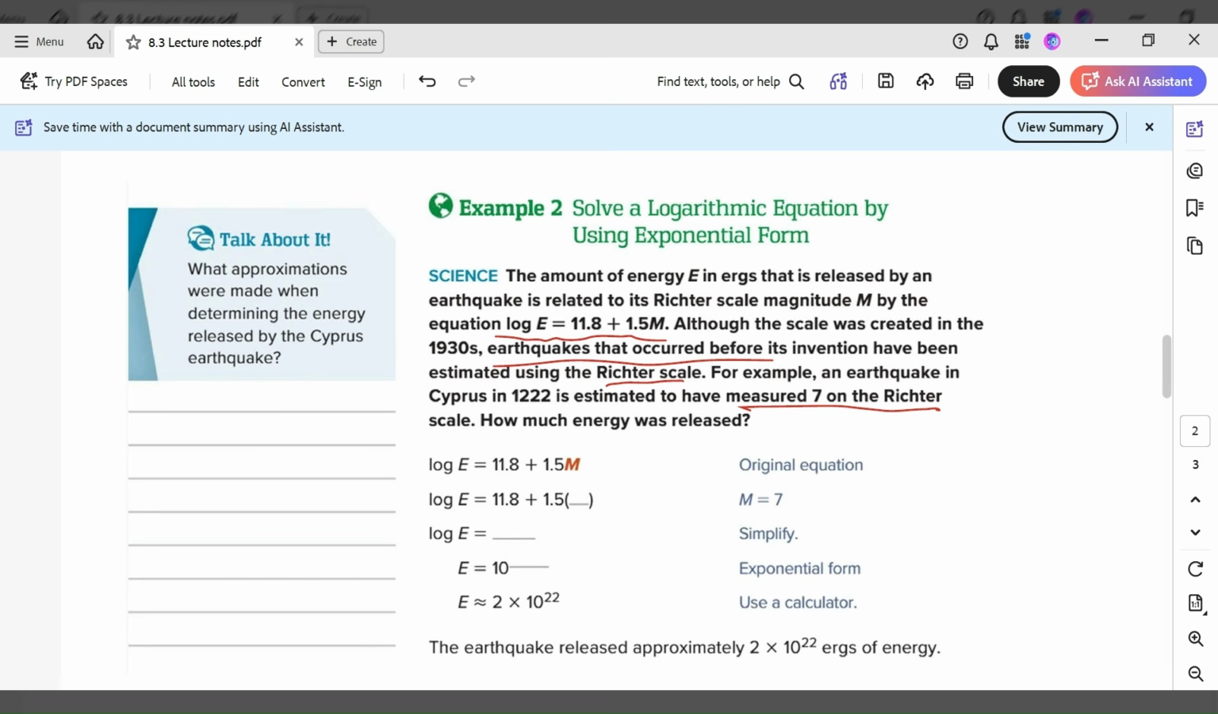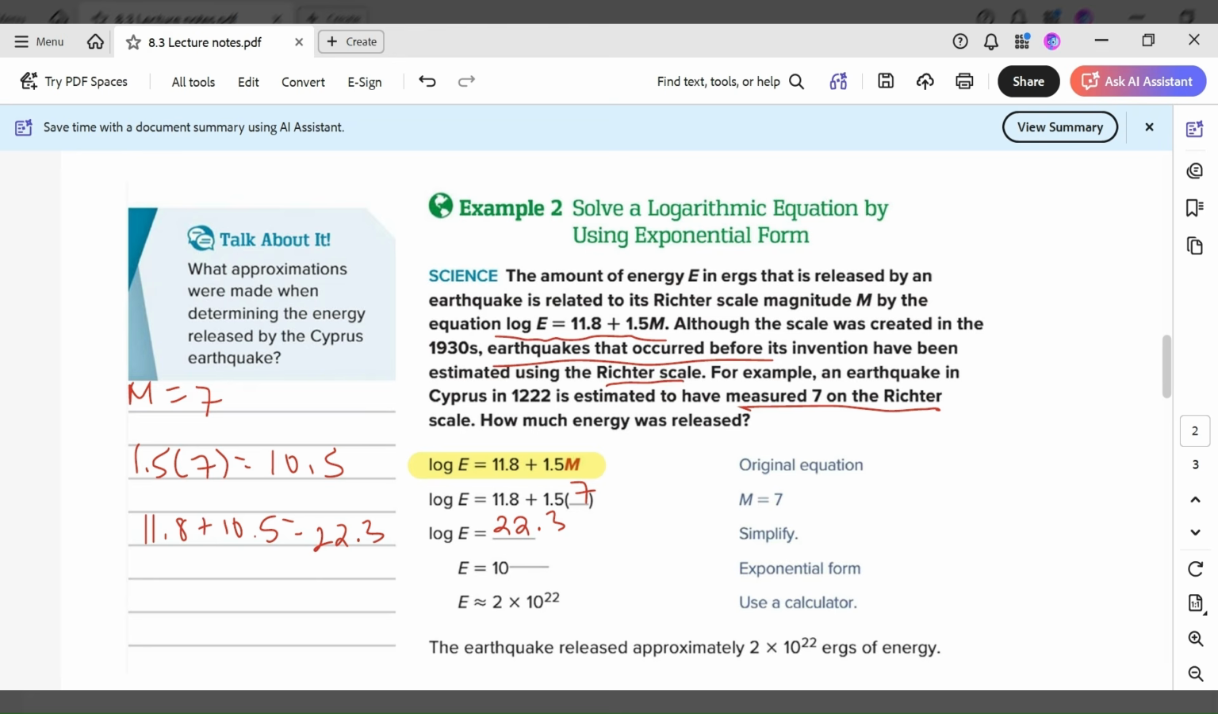So we start out with our original equation. And notice that the m is what we're replacing. For this purpose, m is actually the 7 because that's what it was measured at. So we're replacing m with 7. So now we see log E equaling 11.8 plus 1.5 times 7. So 1.5 times 7 is the equivalent of 10.5. So now we see 11.8 plus our 10.5, giving us 22.3. So now we're saying that log E is equal to 22.3.